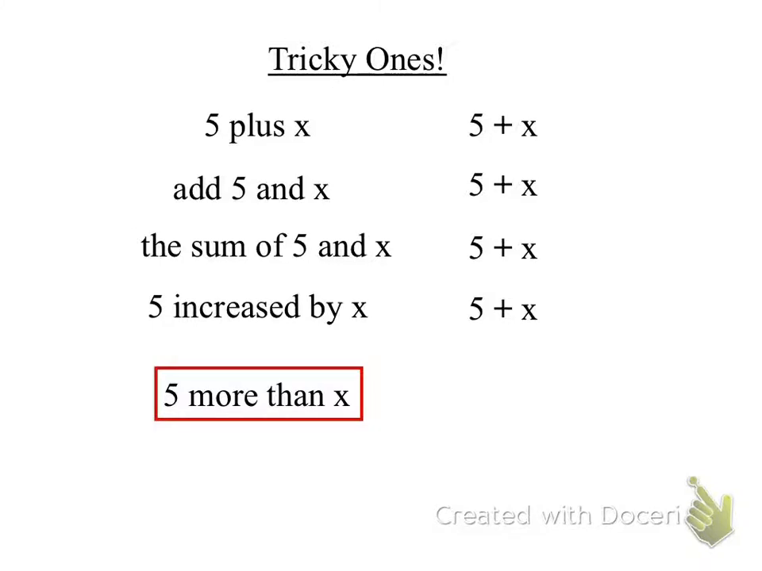So, going back, more than means plus, but when you see that word than, we need to switch the terms. So the X is coming over here and the 5 goes over here. So I've got X over here and 5 over here, and it's a plus sign. Are there any questions? Okay.